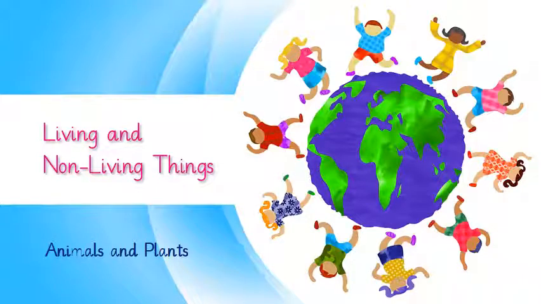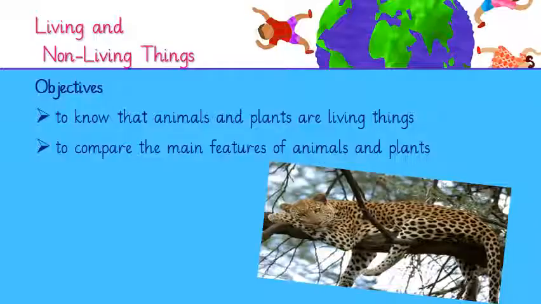Living and non-living things. This is the first chapter of science textbook, grade 1. And today's topic is animals and plants. Objectives of today's lesson are to know that animals and plants are living things, to compare the main features of animals and plants.